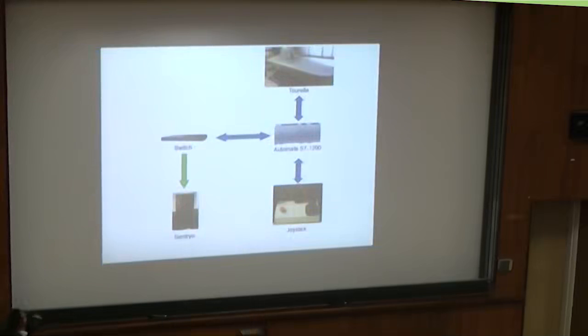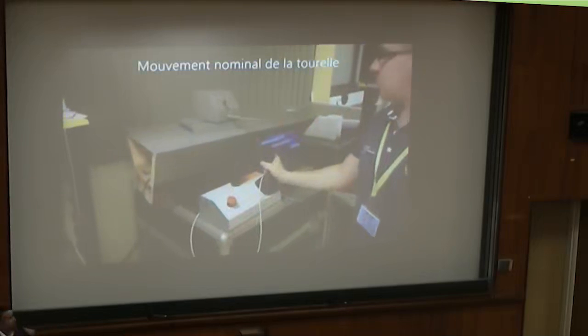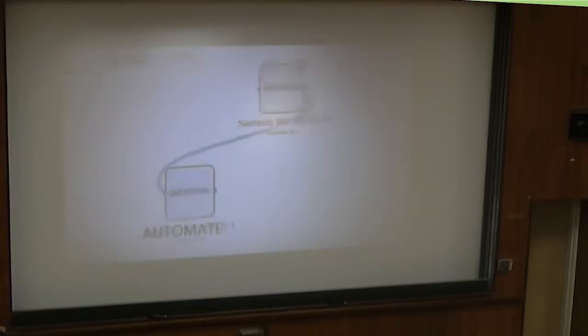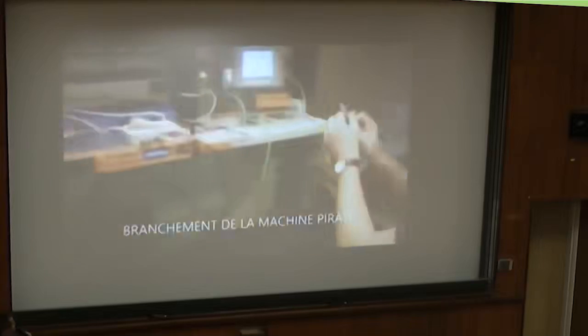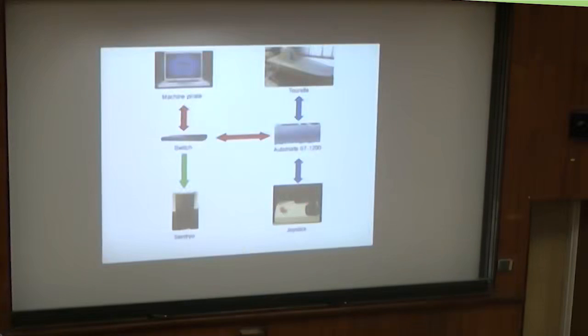So this is the example which we use. We have a gun controlled by the actuator, and we developed a small HMI to control the gun. We use a PLC. Here we have a probe, in which we say that on the network we have two machines. So we connect the attacker machine on the switch.